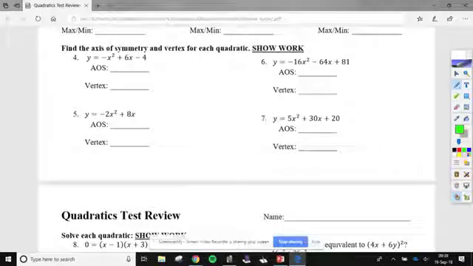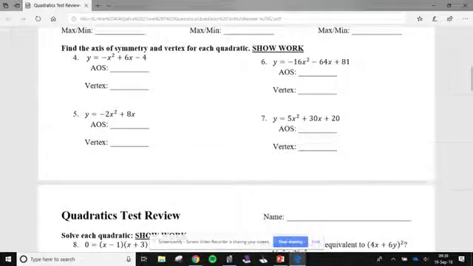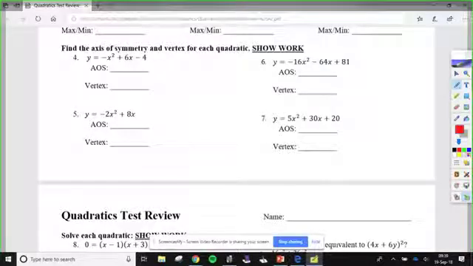So here, now this is important because we have to show our work. Make sure you know these formulas, okay? So remember, the axis of symmetry formula is negative b over 2a. We're going to use this for all 4 of these problems.